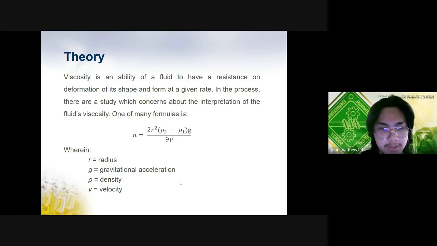Theory. Viscosity is the ability of a fluid to resist deformation of its shape and form at a given rate. In the process, there is a study which concerns the interpretation of the fluid's viscosity. The formula of viscosity, η, is equal to 2r squared times (ρ2 minus ρ1) g over 9v, where r represents the radius, g represents the gravitational acceleration, ρ represents the density, and v represents the velocity.